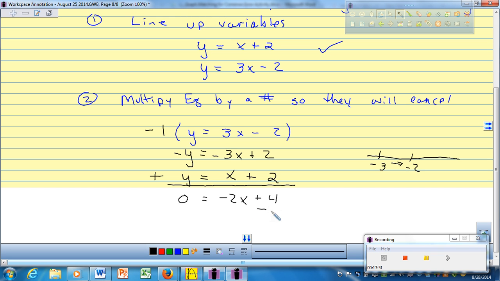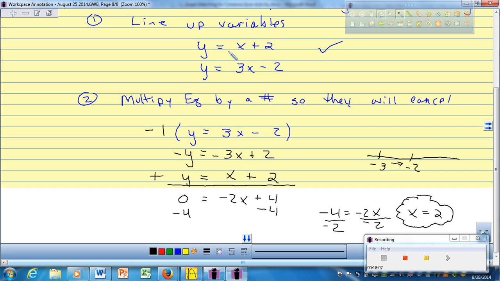We will subtract our 4. And I have negative 4 equals negative 2x. Divide by the negative 2 like we did before. And we get x equals 2. Just like we did in the last problem. And then how do I get my y?